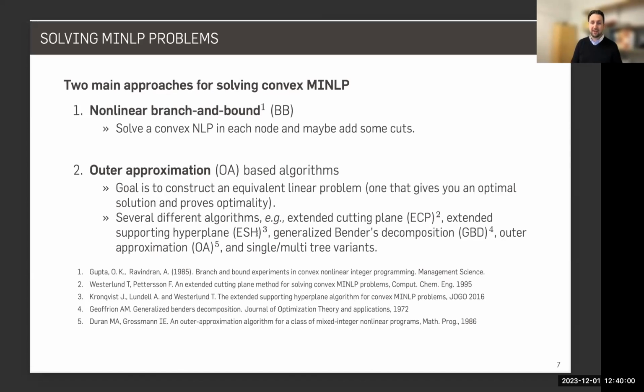This is very simple, exactly what you would think. We take the concept directly from mixed integer linear programming. So we relax the problem, solve a convex NLP at the node, branch, maybe we add some cuts, and we continue branching and adding cuts.